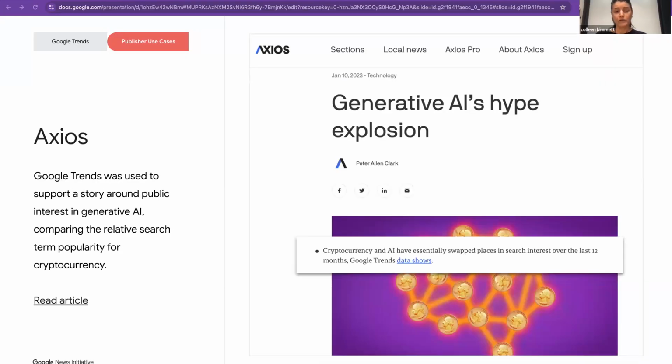Axios used trends to get data around a story about public interest in generative AI. Comparing the relative search term popularity for cryptocurrency. So they noted in this story that in terms of search interest, generative AI overpassed interest in cryptocurrency.